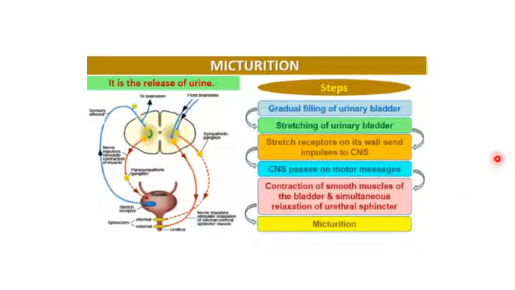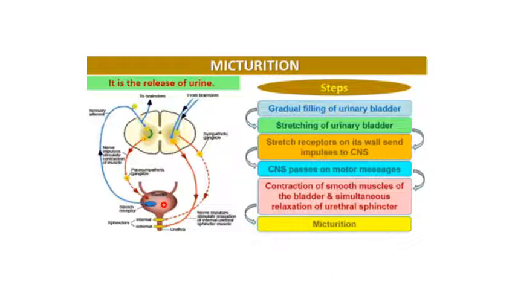Now let us understand the next process, that is micturition, which is the release of urine. This takes place in the following steps. First, the urine will be formed in the kidney, and after that the bladder will fill with the urine. Because the urine is present in the bladder now, this will stretch the bladder. It will stretch the receptors on its wall and send impulses to our CNS, that is the central nervous system.